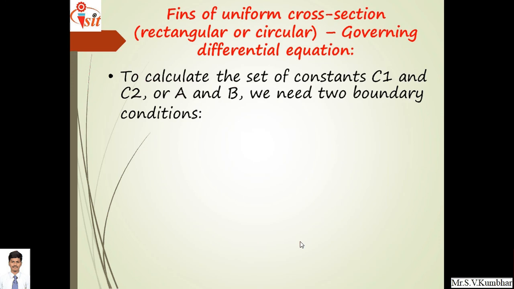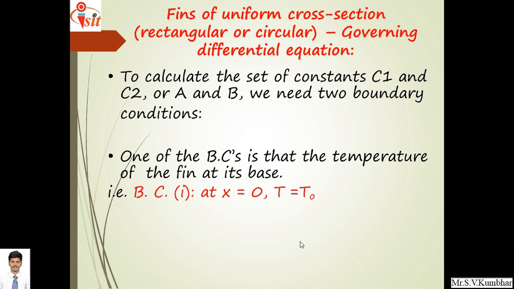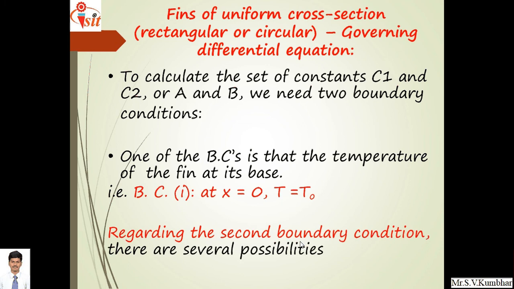Now, to calculate the set of c1 and c2 or A and B, we require two boundary conditions. Remember, first of all check how many constants there are. If two constants are there, then two boundary conditions are required. In our case, two constants are there, so we will require two boundary conditions. One boundary condition is at the base: when x is equal to 0, T will be equal to the base temperature T0. Regarding the second boundary condition, there are several cases. We will see those cases in the next video lecture.